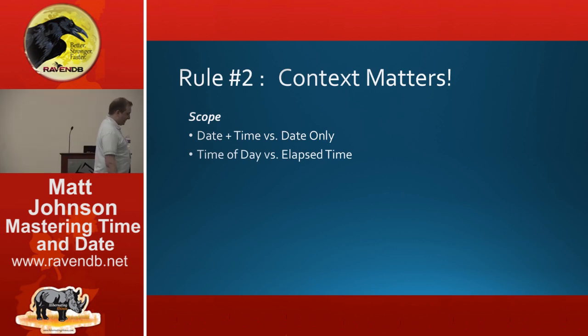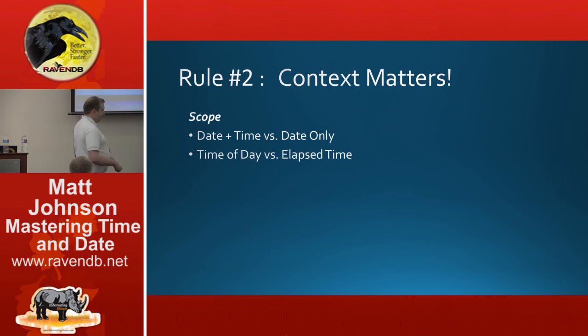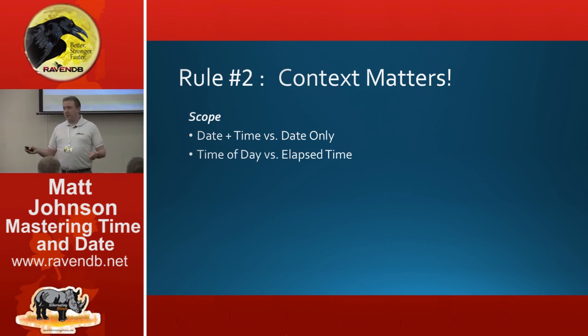Time of day versus elapsed time. So when you do DateTime.Now, or really take a DateTime object at all, there's a TimeOfDay property, and that gives you back a TimeSpan. But actually, a TimeSpan is not a time of day. A TimeSpan can go from negative many hundreds of days to positive many hundreds of days, and it's something you use like a stopwatch timer or to reference a point on a timeline. It's an elapsed measure of time. It's not a time of day.